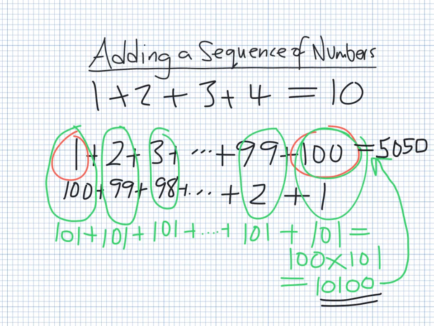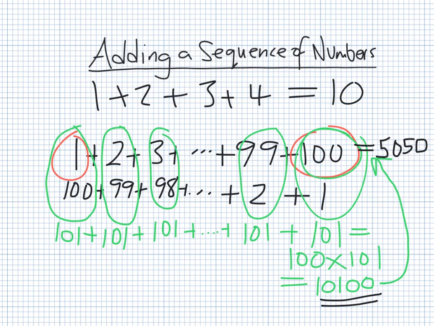When that happens, when you've got a fixed list of numbers and the gap between them is the same every time, this technique will work. Just rewrite the list backwards, add the first and the last one together, see how many of those you get, multiply it out, halve it, you've got your solution.